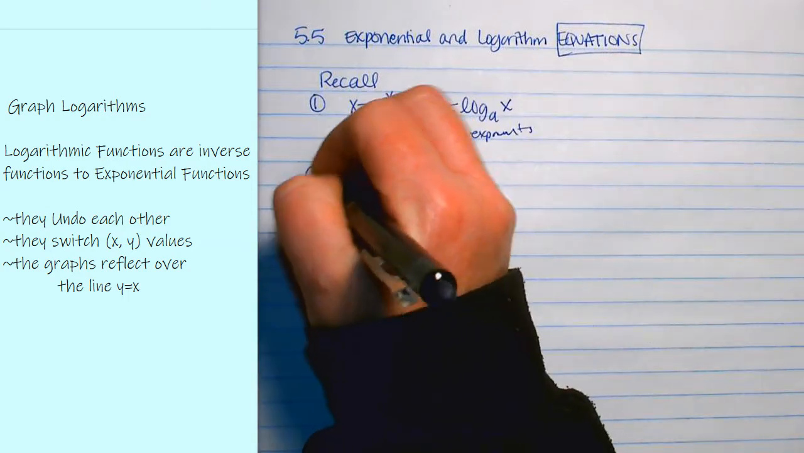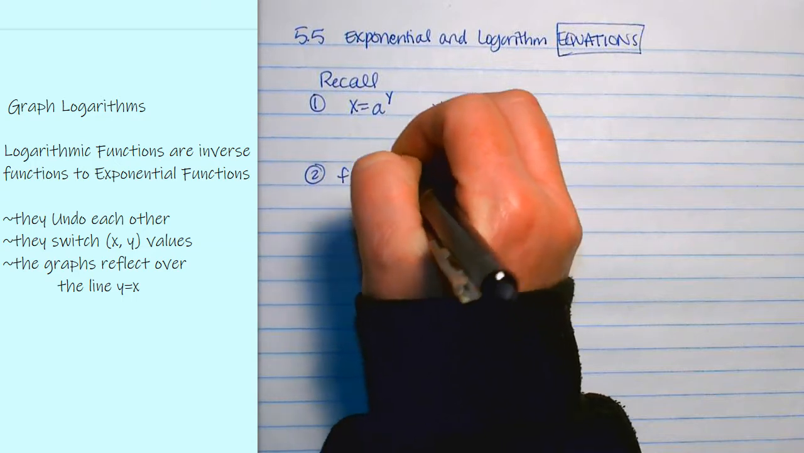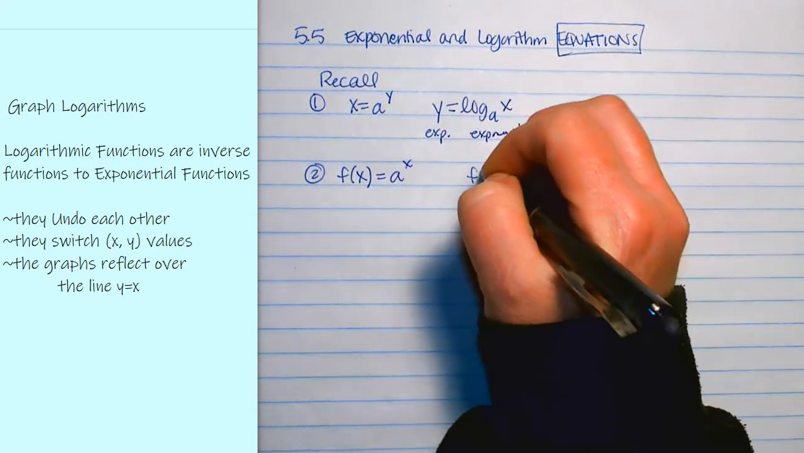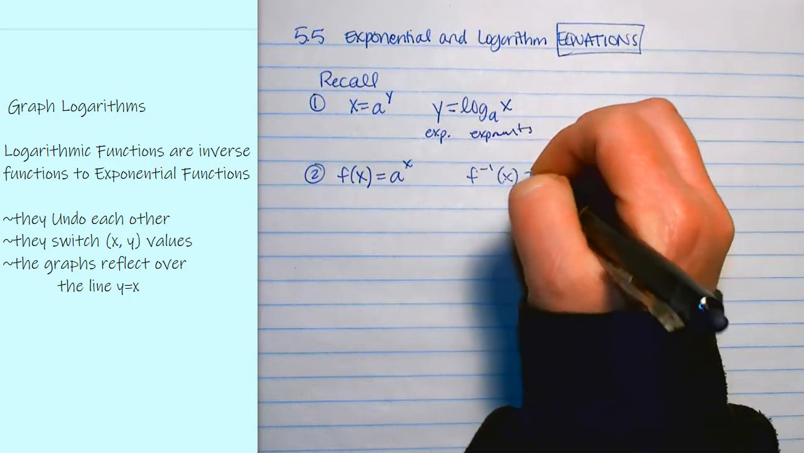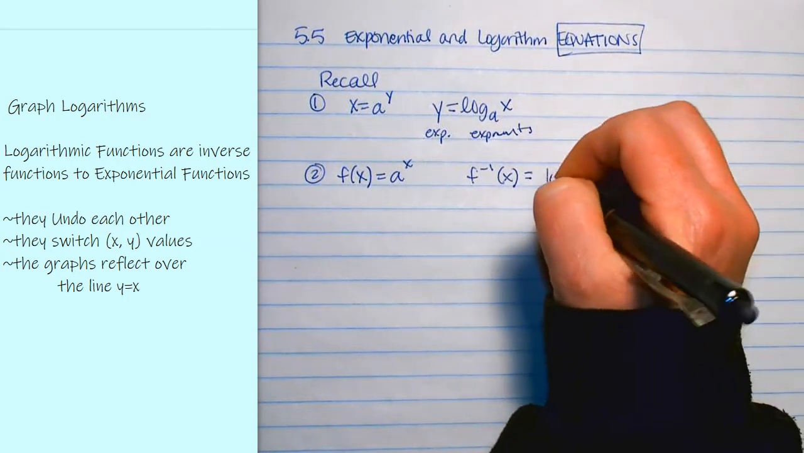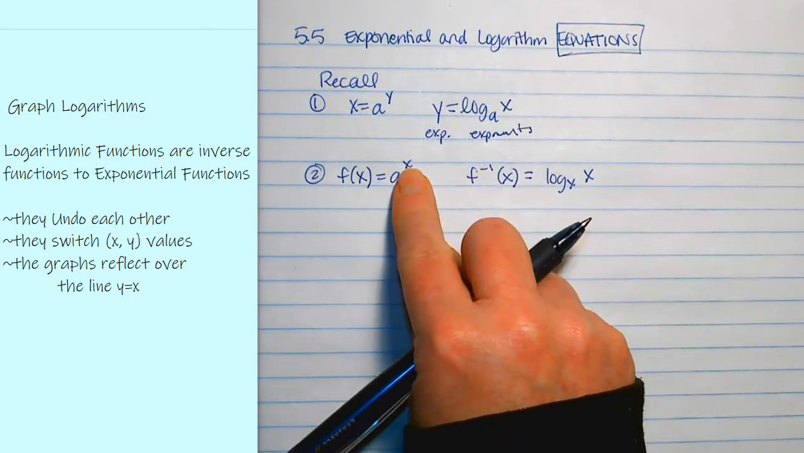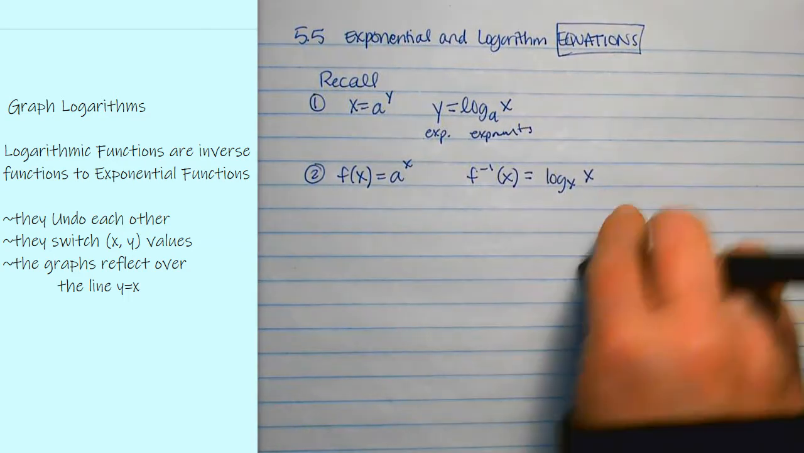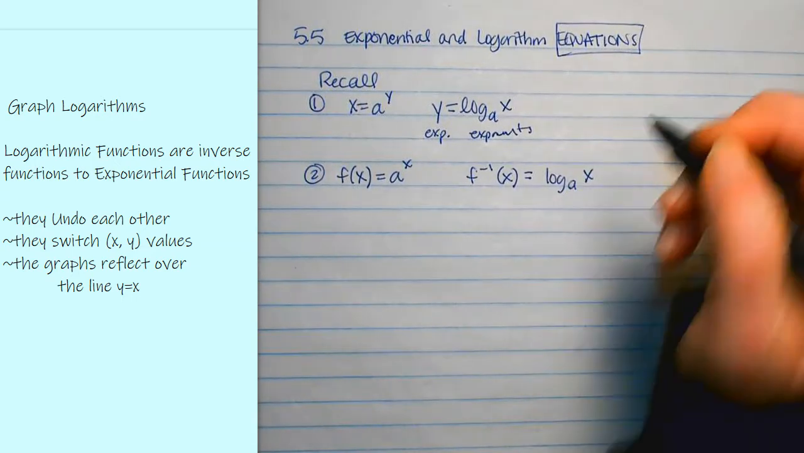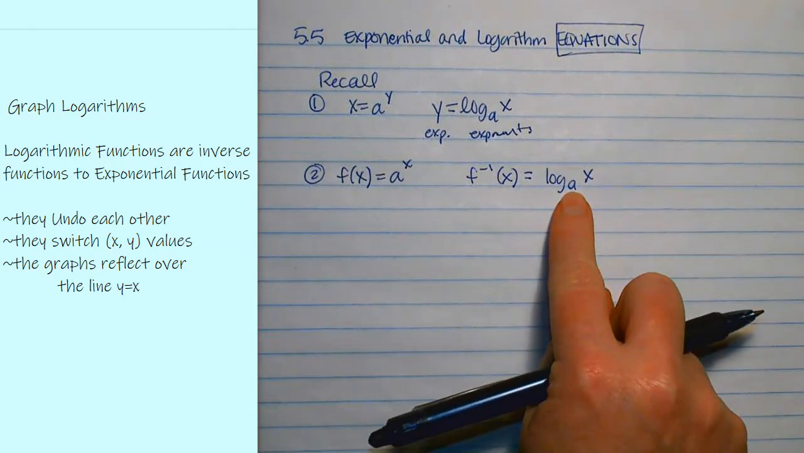So let's see number 2. The inverse of, if f of x equals a to the x, then its inverse, f inverse of x, equals log base a of x. So x was an exponent here, but now it's the argument. We have to have the same base. So a is the base, shown as a base here, shown as a base here.